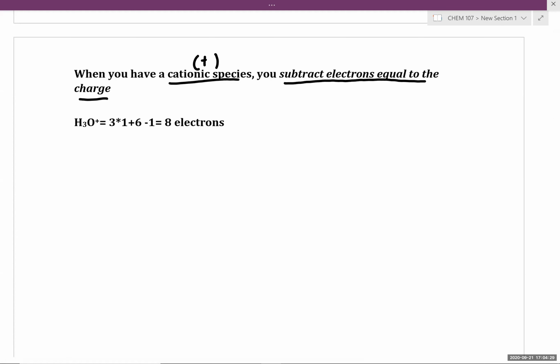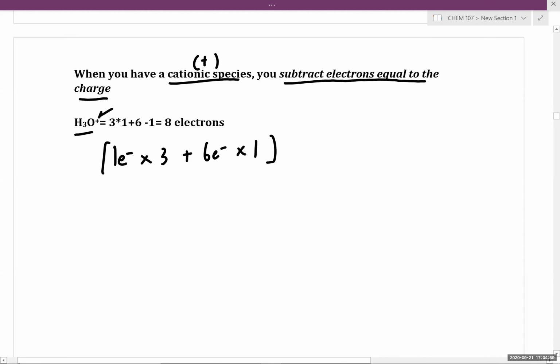So, for example, a common cationic species that we'll see a lot in the acid-base chapter is the hydronium ion, or H3O+. To calculate the total number of electrons, we have one electron per each of our hydrogen atoms, and we have three hydrogen atoms. We have six electrons per oxygen atom, and we have one oxygen atom. And then because we have a plus one charge, we subtract electrons equal to the charge, which is plus one. That gives us eight electrons total.